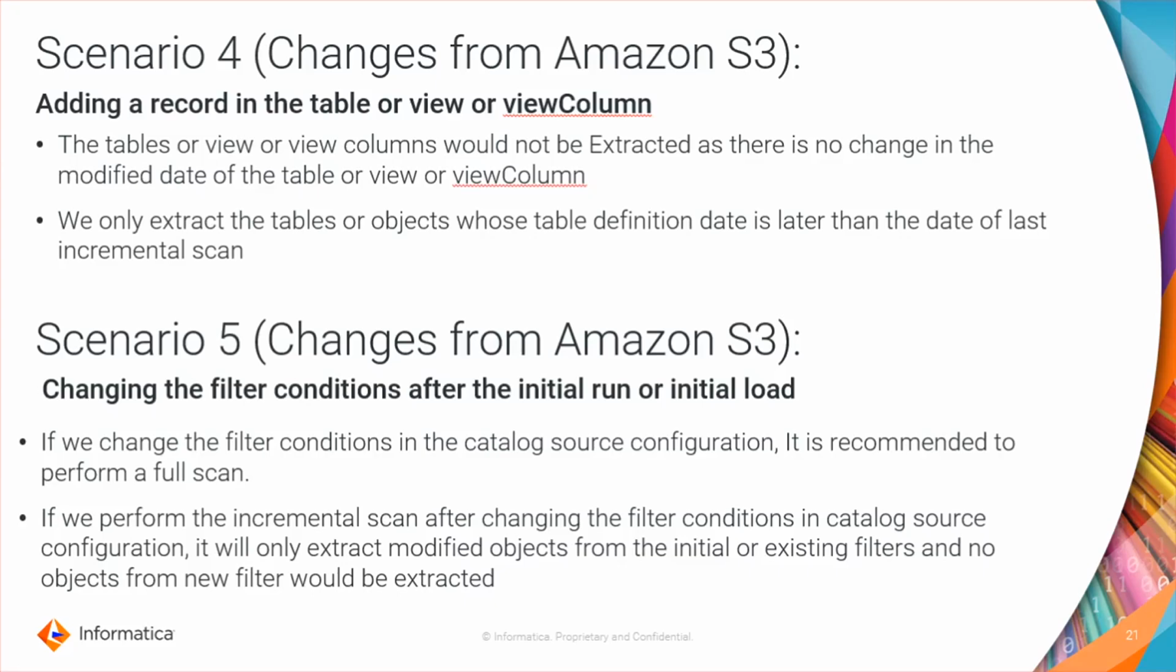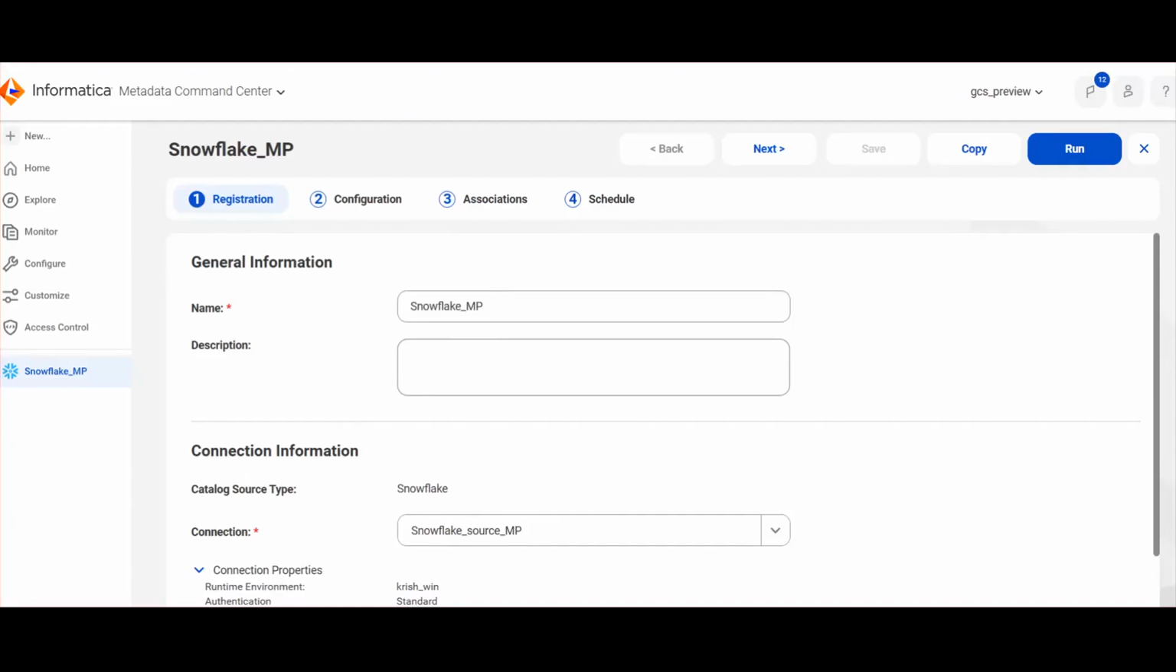We will now be covering a short demo of how to configure the initial run and how to run the incremental scan from metadata command center. As we have already discussed the use case scenarios and scanner behavior of incremental scan for both Snowflake and Amazon S3 under different use case scenarios, we'll now check the steps on how to run the incremental scan, which is the same for both the catalog source extractions.